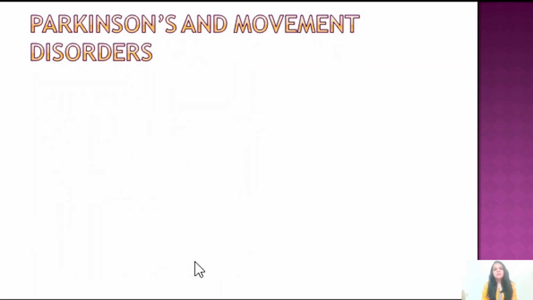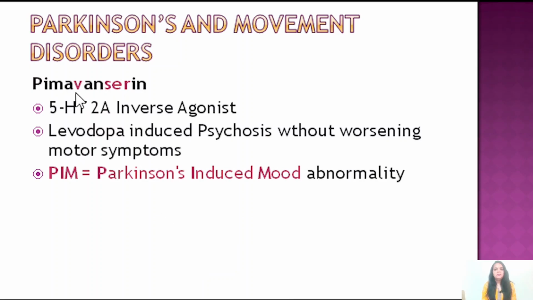Now coming to the drugs for Parkinson's disease and movement disorders: pimavanserin is a 5-HT2A inverse agonist. HT stands for serotonin, so it acts on the serotonin receptor. V stands for 5 and it is an inverse agonist. IN stands for inverse agonist. So pimavanserin is a 5-HT2A inverse agonist, and this is useful for levodopa induced psychosis.